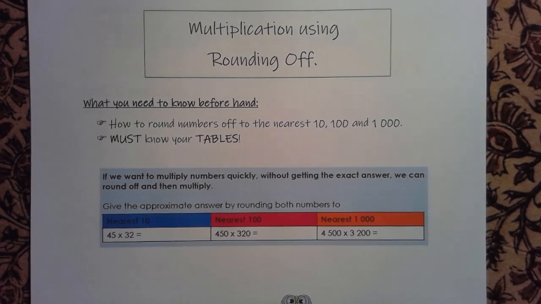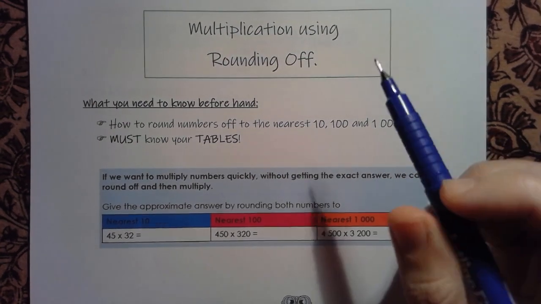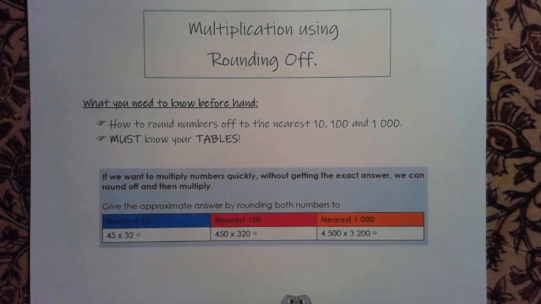Today we're going to look at multiplication using rounding off. What is very important is that you need to know how to round off to 10, 100 and 1,000, and you need to know your tables.